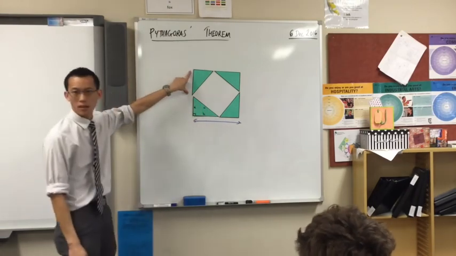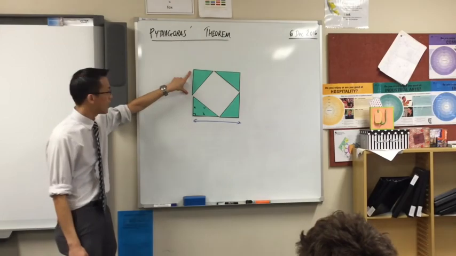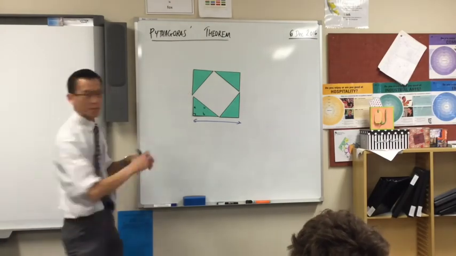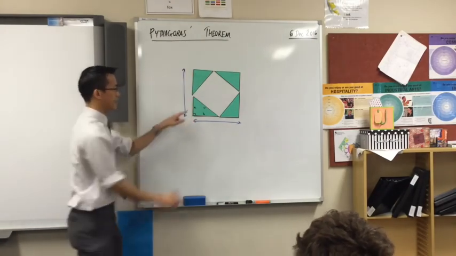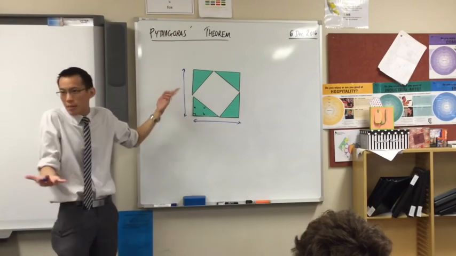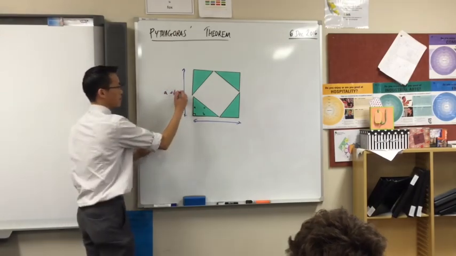What's this side here? B. This is also B, right? So what's the height of my square? There's an A here, A plus B, and there's a B. So you just add them together. A plus B. Right? You happy with that?